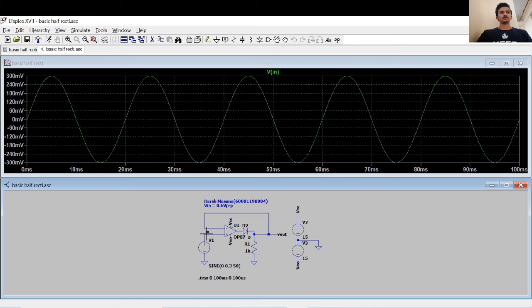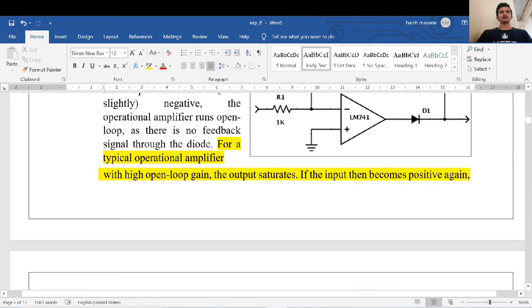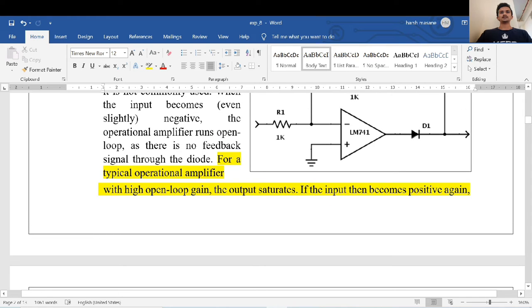Here my Vin is 0.6 volt peak to peak, and at the output I get the half waves. So in this way we can design the half wave rectifier. But in this basic half wave rectifier there are drawbacks. As we have seen, the operational amplifier has a high open loop gain, so the output gets saturated.